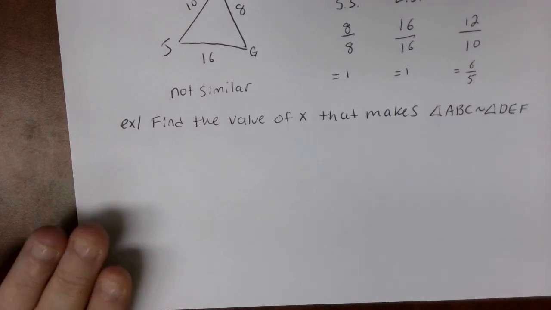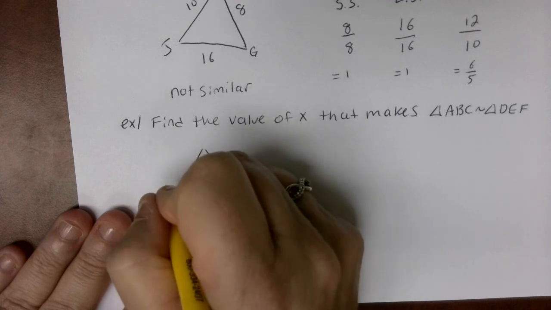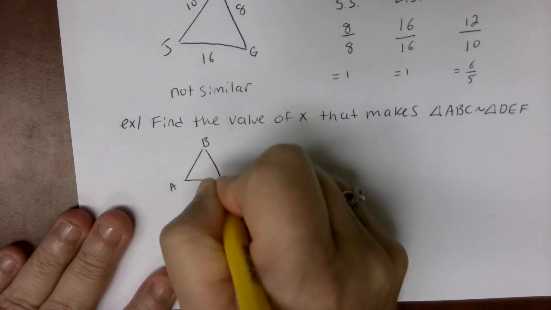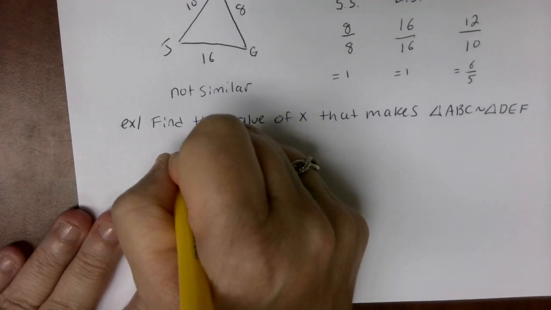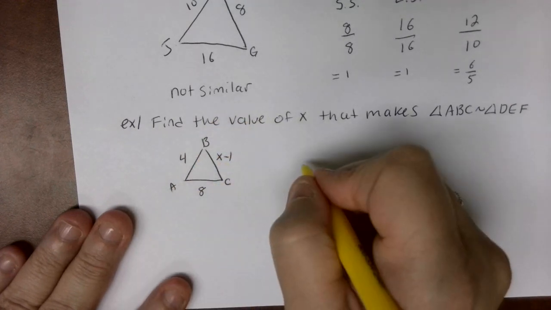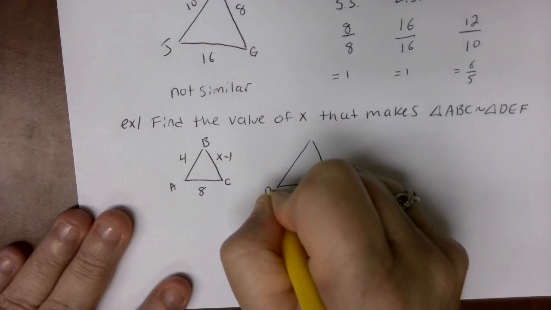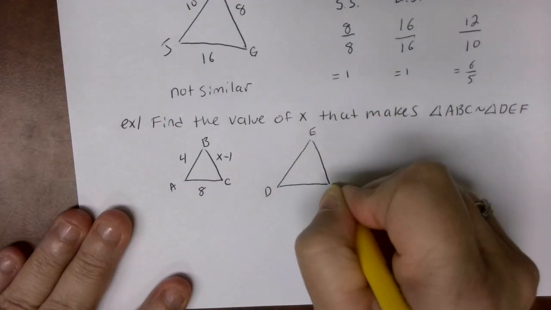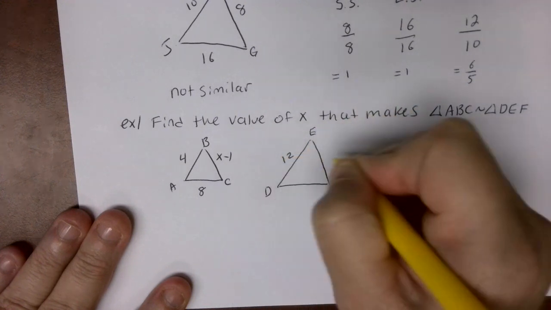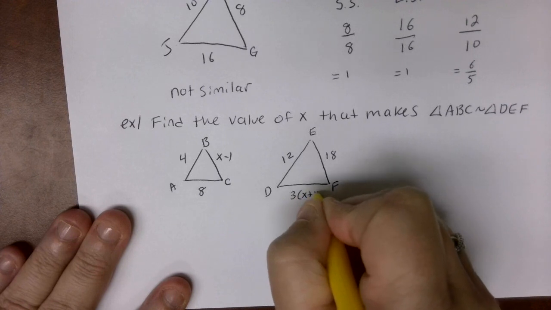Okay, so let's draw out some triangles here. So A, B, C, 4, x minus 1, 8. Let's say D, E, F. Let's say 12, 18, and 3x plus 1.